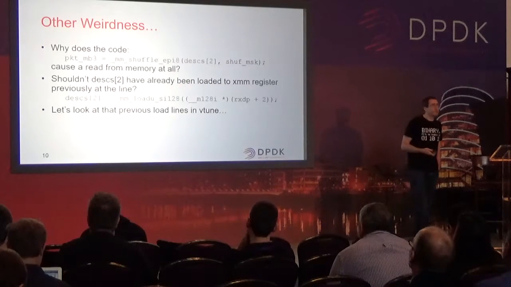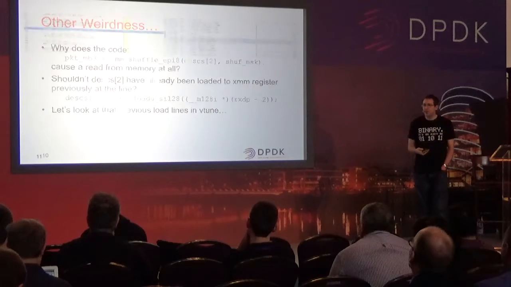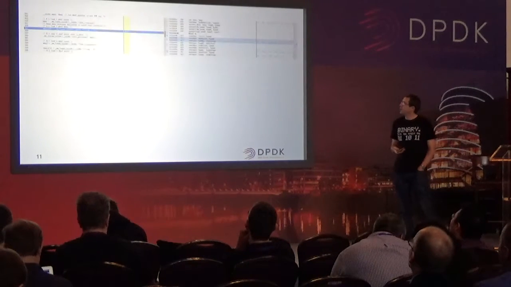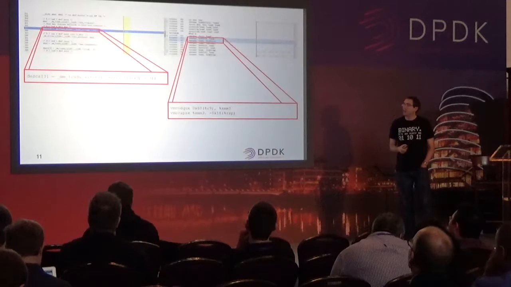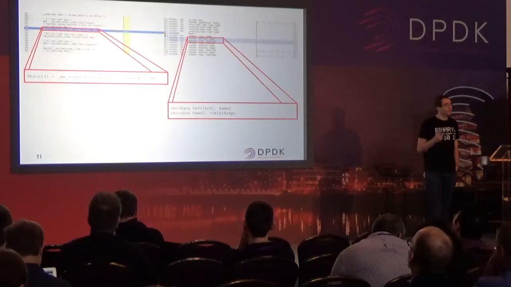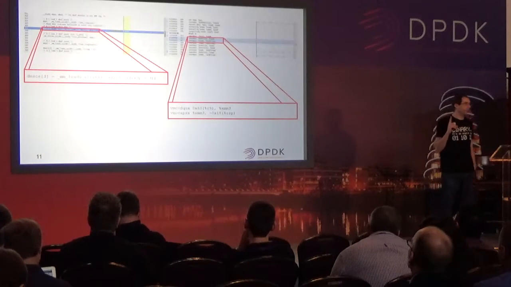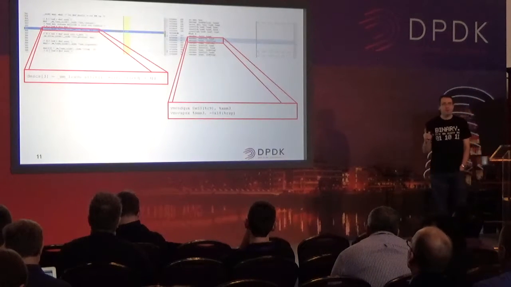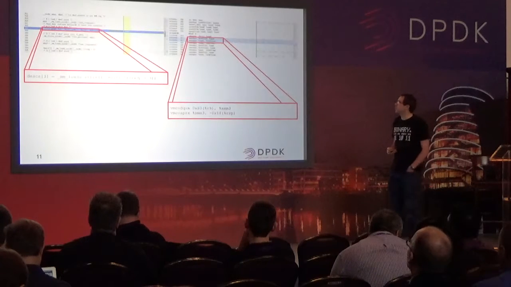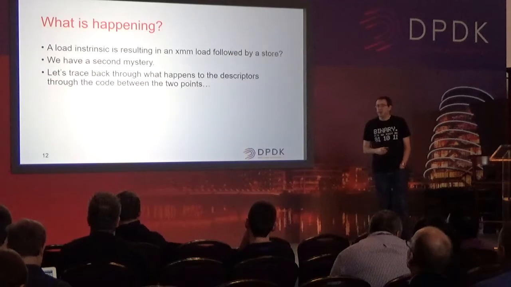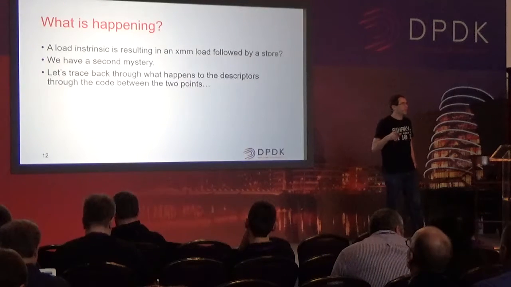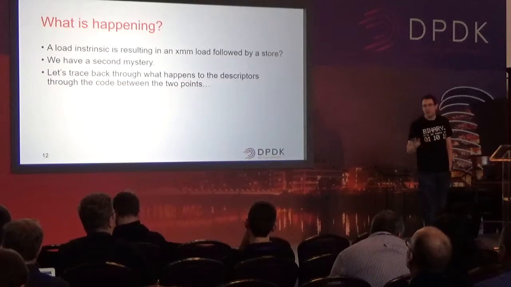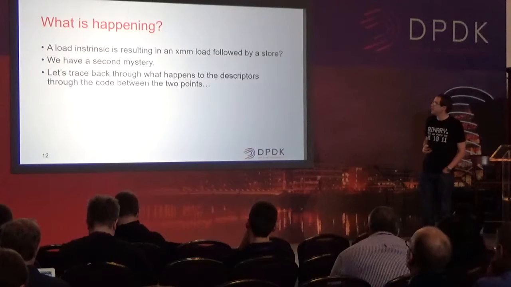Because I was confused by this, again, I dug into VTune and had a look at what it says the assembly for that line of code is. So we look at our load for the descriptor, and then we look at the corresponding instructions. And we find, again, instead of one assembly instruction, we've got two, which happen to be a load and a store. So why would a load instruction be causing the compiler to emit a store instruction? So now we've got two mysteries that have to be solved.